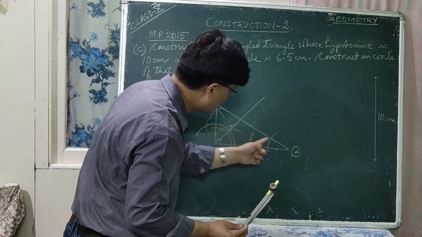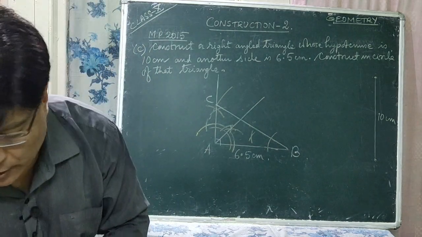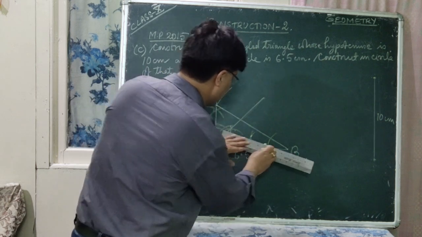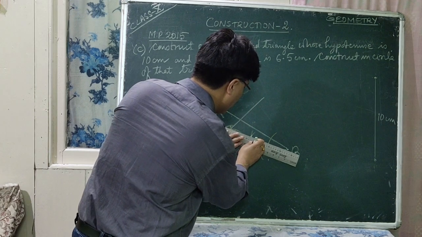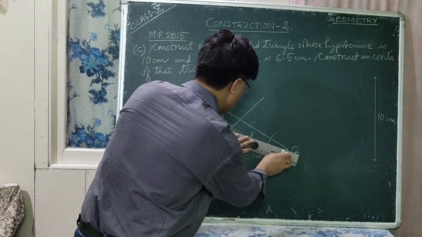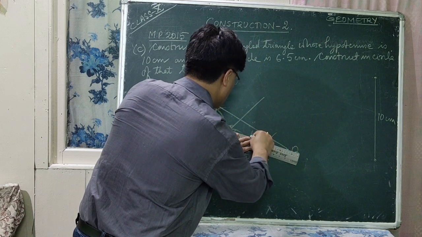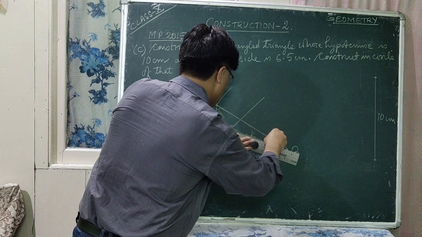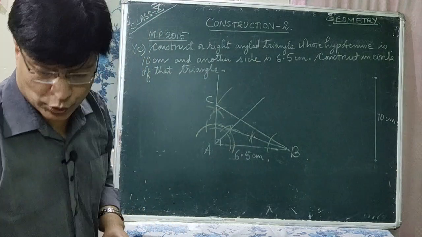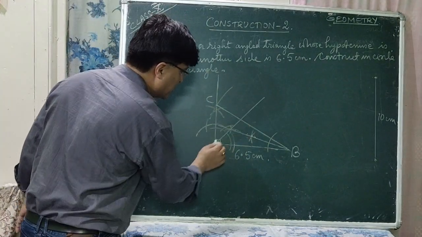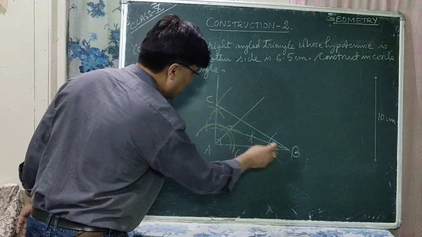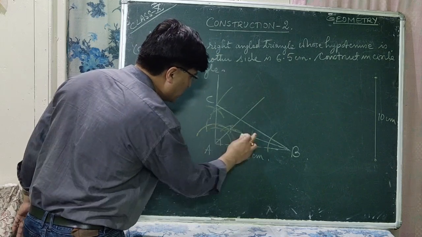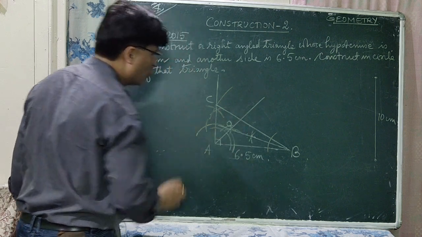Okay, now join these two points now. This point and B point must be joined. So these two points are joined. And these straight lines are the bisectors of these two angles A and B, and both of them will meet at this point. Okay, both these bisectors meet at this point. Suppose that point is O.